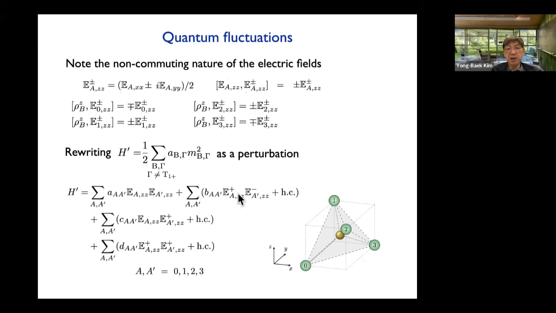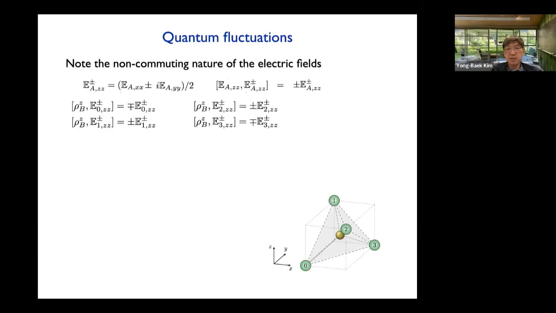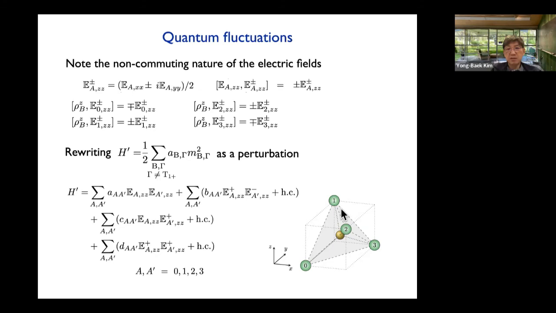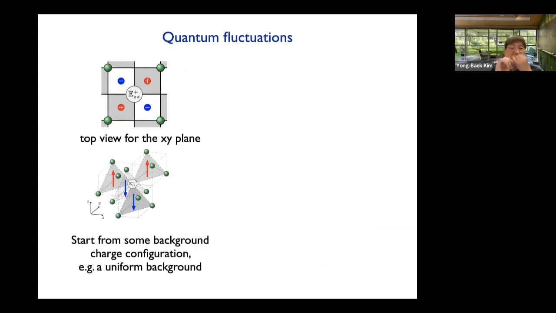So if I apply a raising operator on this a tetrahedron, then I have to apply a lowering operator on the other tetrahedron. Yeah, so we apply E plus here and E minus there, at different locations of a tetrahedron. Pictorially, the process looks like this.